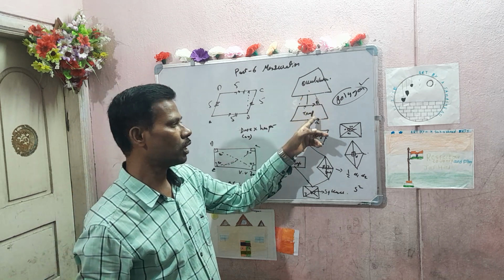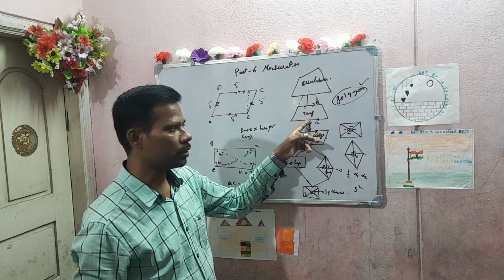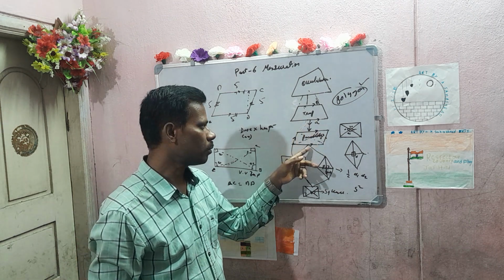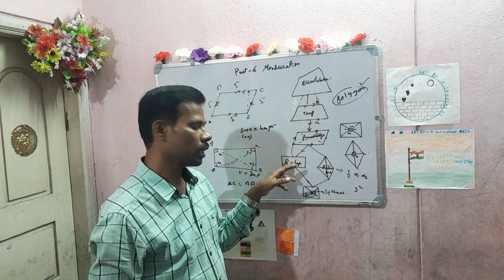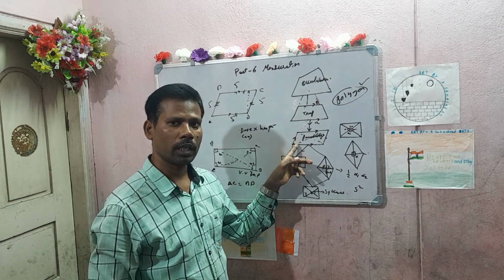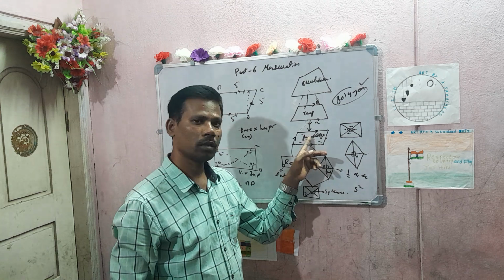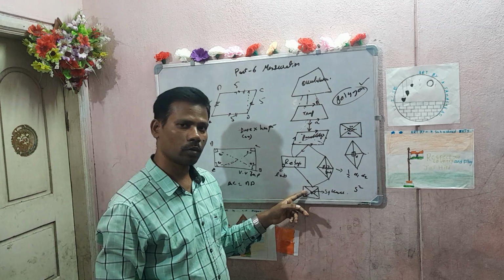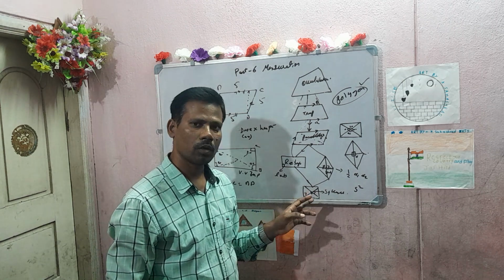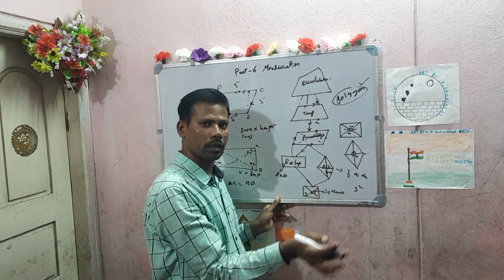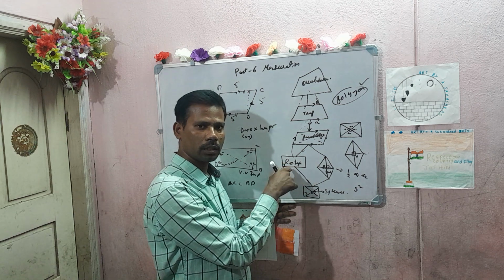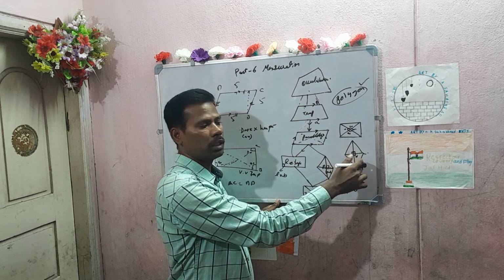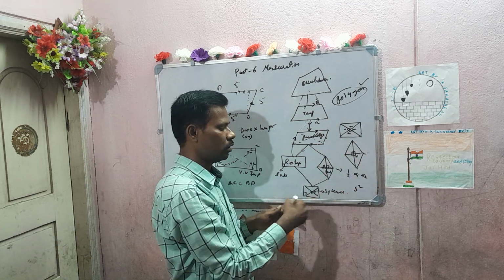So once again, a quadrilateral in which one pair of opposite sides is parallel is called a trapezium. A quadrilateral in which both pairs of opposite sides are parallel is called a parallelogram. In a parallelogram, opposite sides are equal. A parallelogram in which one angle is 90 degrees is called a rectangle. A parallelogram in which adjacent sides are equal becomes a rhombus. In a square all sides are equal, diagonals are perpendicular to each other, diagonals are equal. In a rectangle, diagonals are equal but not perpendicular. In a rhombus, diagonals are perpendicular but not equal.